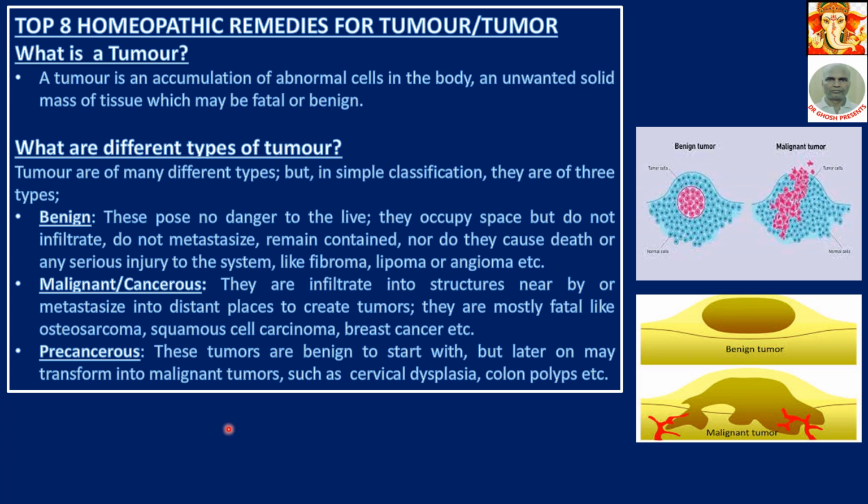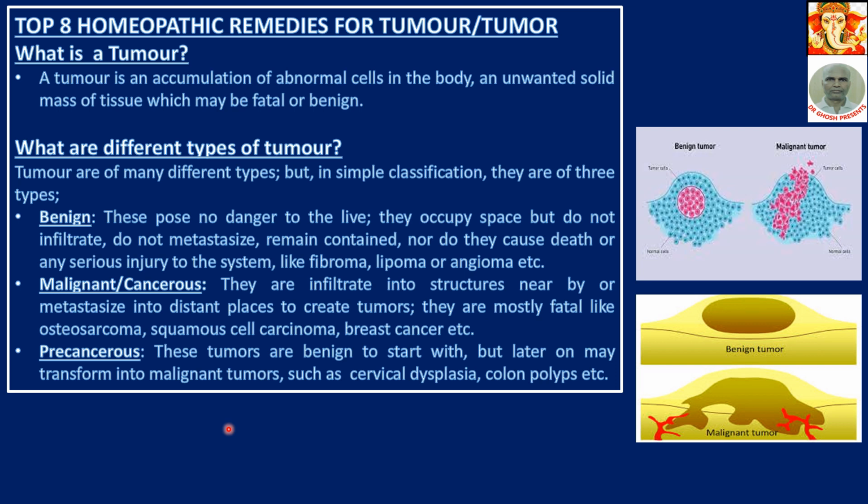Top 8 homeopathic remedies for tumor. Tumor may be spelled in 2 different ways, that is shown. What is a tumor? A tumor is an accumulation of abnormal cells in the body, an unwanted solid mass of tissue which may be fatal or benign.